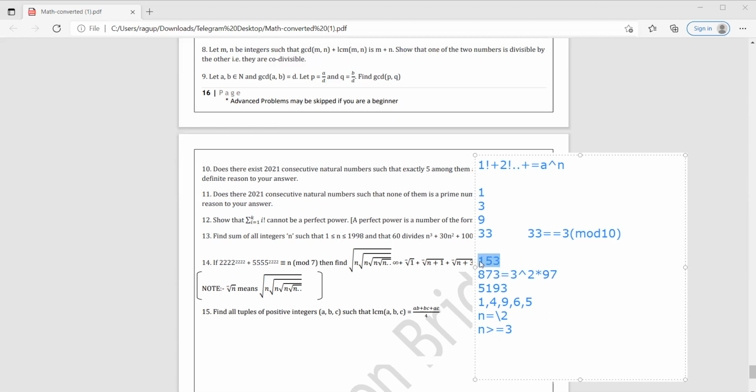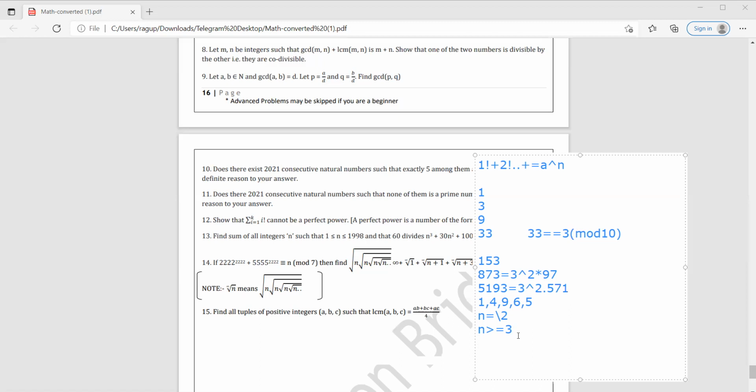And 153 is also not. Similarly, 5193 you can check, you can factor this. Then you will get 1731, 3 squared into 571. So this also does not appear to be a perfect power. So what we are noticing is that after 33 there are no perfect powers appearing. So this gives us an intuition that there is a modular contradiction out there.